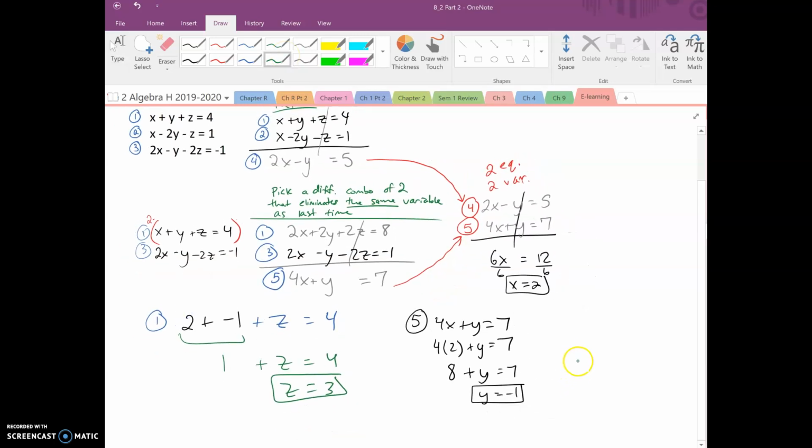It says an ordered triple. So I'll write that down. Ordered triple, which is the same as an ordered pair, which you may remember is what a point looks like, x comma y. But an ordered triple, you guessed it, will have 3 components, not 2. So we're going to write them in alphabetical order, 2, -1, 3. That is how I want to see your answers.